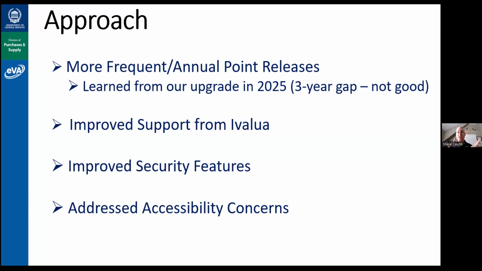In this case, we're only going up one release, from 180 to 182. I don't know why there's not a 181. That's just the way iValua does their numbering. But we're really only moving up one release. I've been giving an example: we want this upgrade to feel like when you get a little version release on your phone.